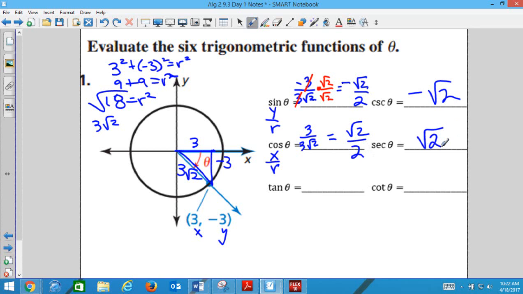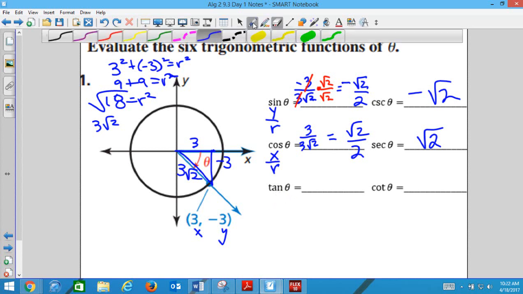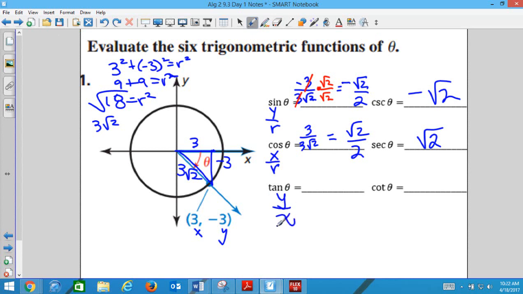My tangent, what is the tangent of 45 from your chart? It's 1, but is this one 1? We're going to put y over x, so I'm going to put negative 3 over 3, and that is negative 1. And we flip it, and we get negative 1. So these negative signs would be coming up because of which quadrant they're in. It's still 45 degrees. It still has all the same answers for 45 degrees on that warm-up chart.